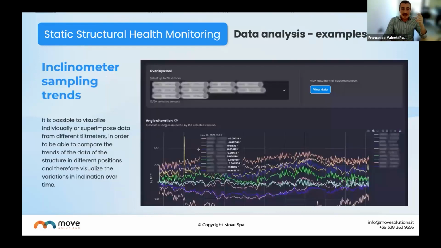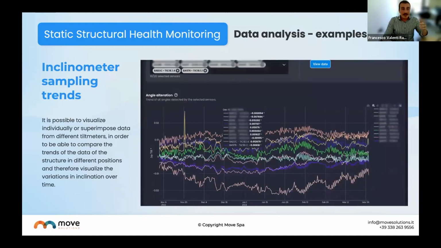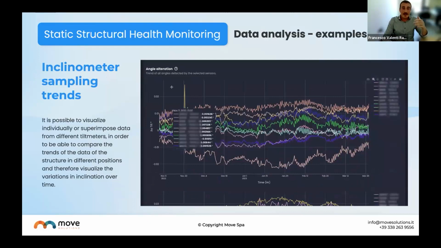Let's go a little deeper with some data analysis examples. For example, in this video, you can find the overlays tool.